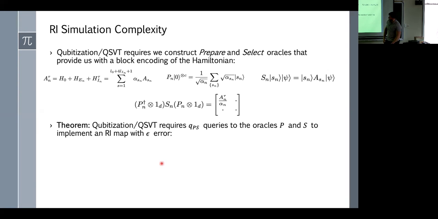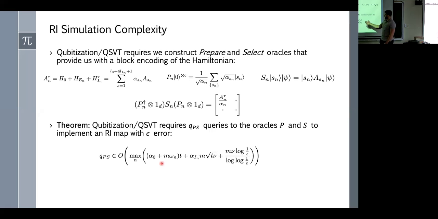So, another informal theorem statement: qubitization or quantum singular value transformation requires QSP queries to these oracles to implement the repeated interaction map with epsilon error. And the bound looks like this. The max is just for the worst case part of the environment, so you can just focus on the rest of the terms. Where alpha naught is the coefficient norm for the total Hamiltonian, we have the bath frequency and then the number of baths we have. And that follows the optimal scaling where we're just linear in time multiplied by some larger alpha.